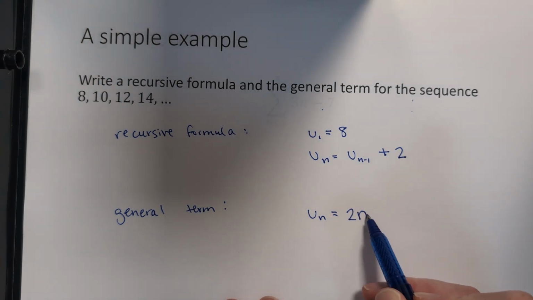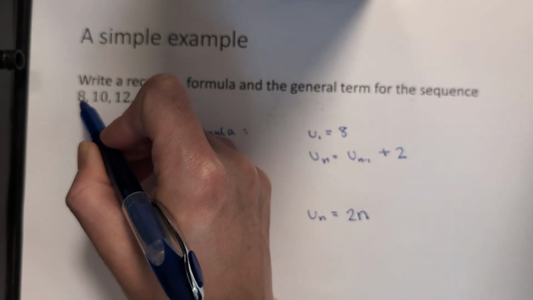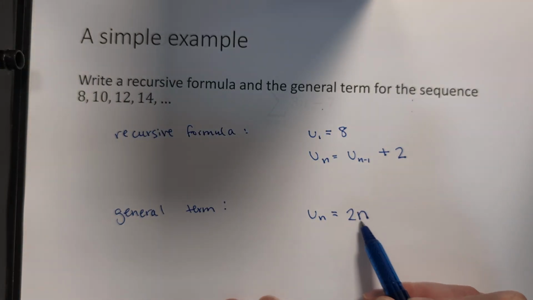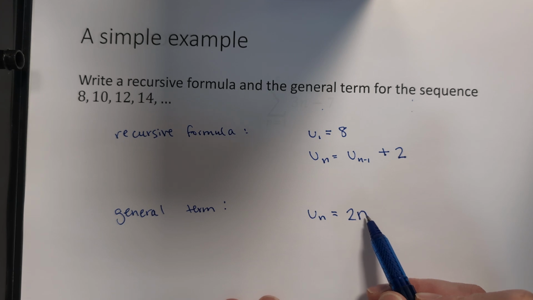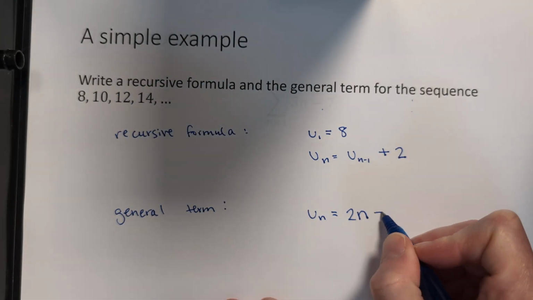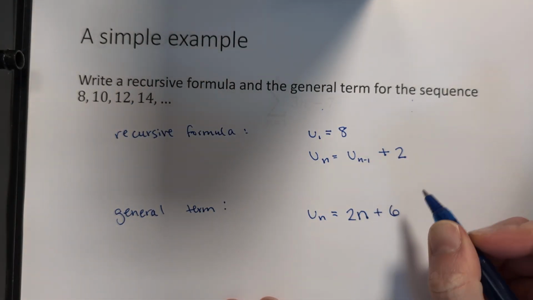If I want my first term, well, 2 times 1 is going to give me 2, but I need to obviously get to 8. And 2 times 2 for the second term would get me to 4, but I need to get to 10. So in this case, plus 6.